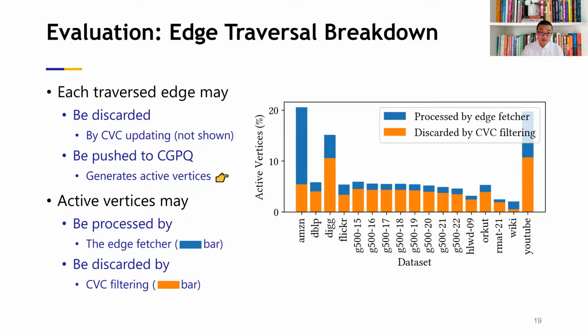This slide shows the percentage of vertices discarded by the CVC. Each edge may either be discarded by CVC updating right after being traversed in the edge fetcher, or it may be an active vertex and be pushed to the CGPQ. When the active vertices are popped from the queue, they may be discarded by CVC filtering or may be sent to the edge fetcher as the source vertex. We can see in the figure that the CVC is very effective in removing redundant edge traversal.